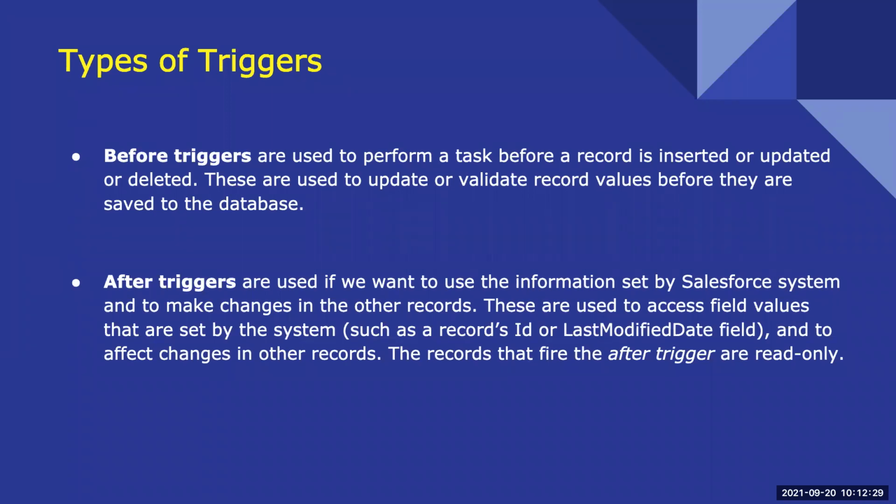Okay, so we can read the definition from here. Before triggers are used to perform a task before a record is inserted, updated, or deleted. These are used to update or validate record values, as I already told, before they are saved to the database. Similarly, or contrary, after triggers are used if you want to use the information set by the Salesforce system and make changes in other records, not in the same record which is being updated, rather other records. I gave you an example of account and contact, and account and opportunities.